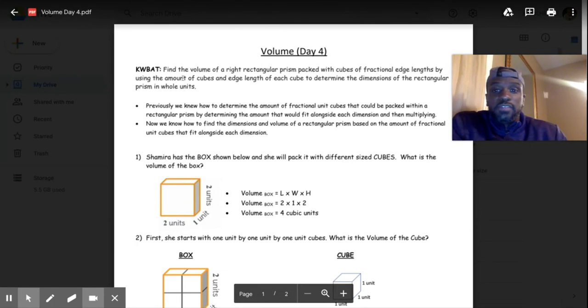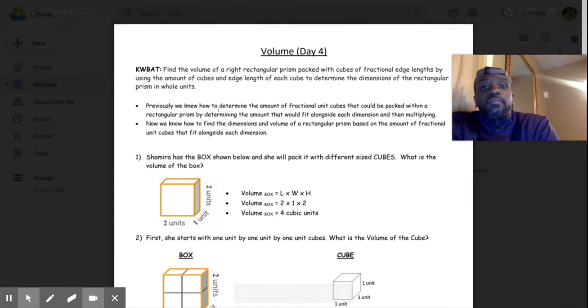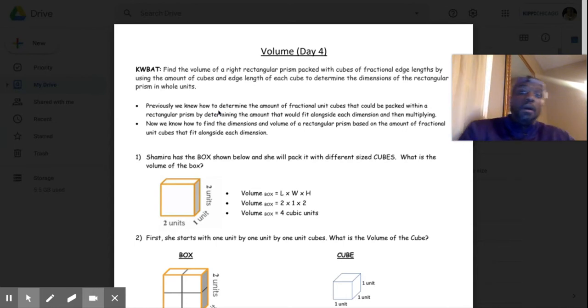Okay, so previously, let's read along here. The first bullet says previously we knew how to determine the amount of fractional unit cubes that could be packed within a rectangular prism by determining the amounts that would fit alongside each dimension and then multiplying. Now we have to find the dimensions and values of a rectangular prism based on the amount of fractional unit cubes that fit alongside each dimension.